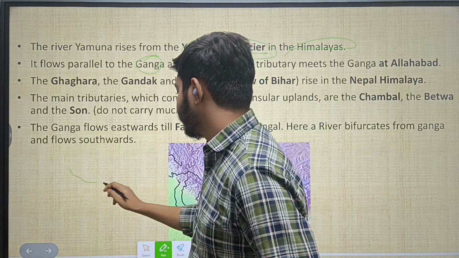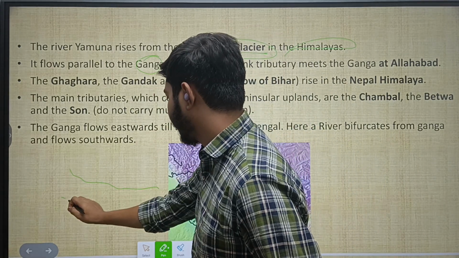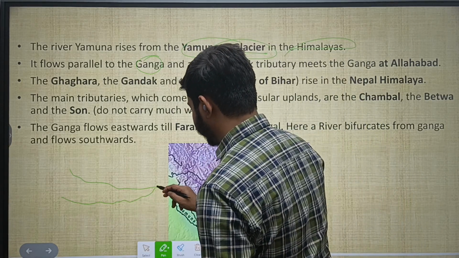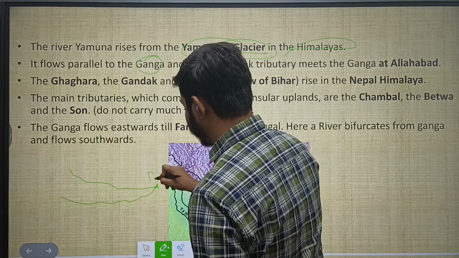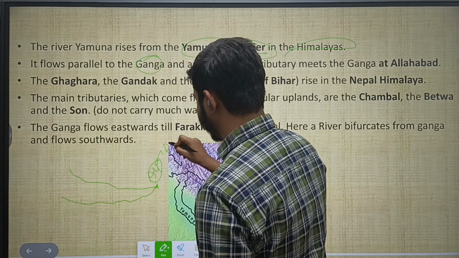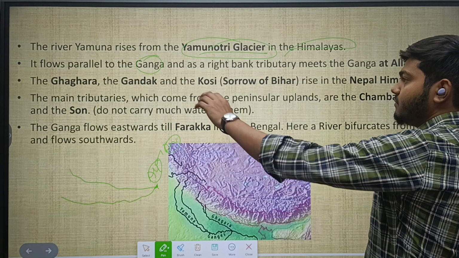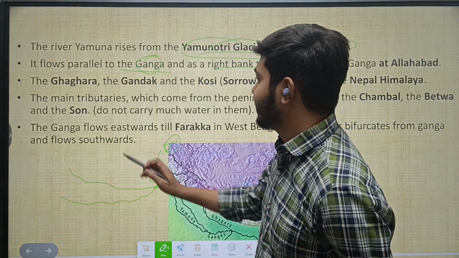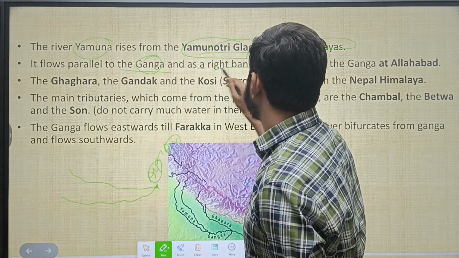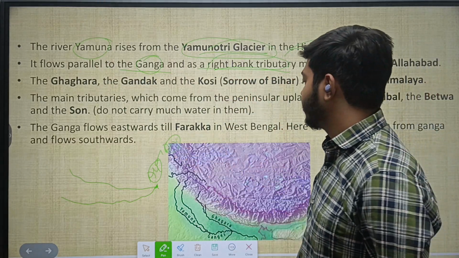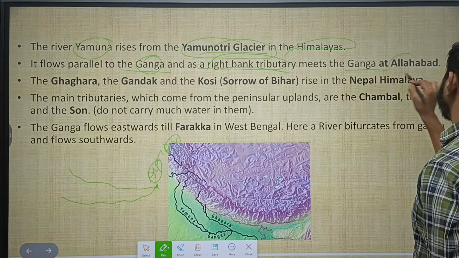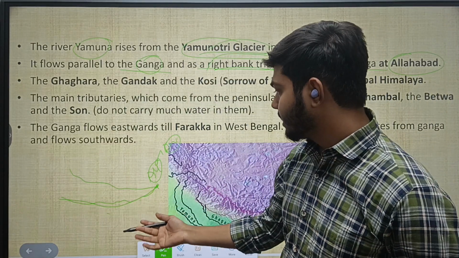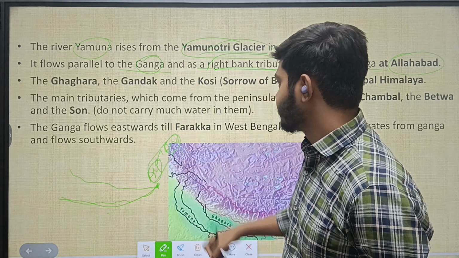For example, if this is Ganga river, so this is some kind of Yamuna which meets Ganga at Allahabad, which is also known as Devprayag. So it flows parallel to the Ganga as a right bank tributary, and yes, remember this, that the Yamuna river is a right bank tributary of Ganga river, meets the Ganga at Allahabad. Okay, so where did the Yamuna river meet Ganga river? At Allahabad or Devprayag, you can say.